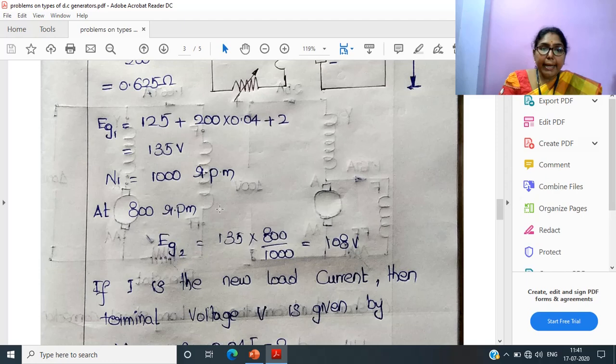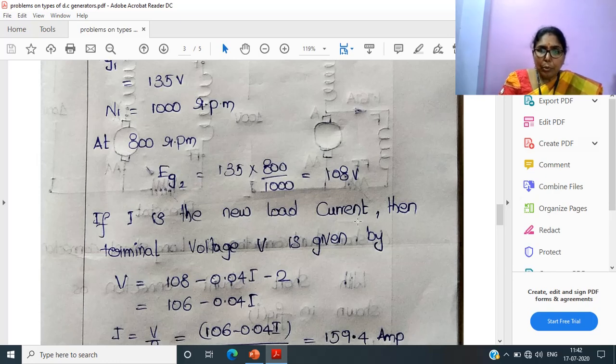Now at 800 rpm we are going to calculate EG2. EG1 corresponds to speed N1, and EG2 corresponds to speed N2. Both the speeds are given and EG1 is also given, so we calculate EG2, the generated voltage corresponding to 800 rpm. EG2 equals 135 into 800 by 1000, which gives 108 volts.